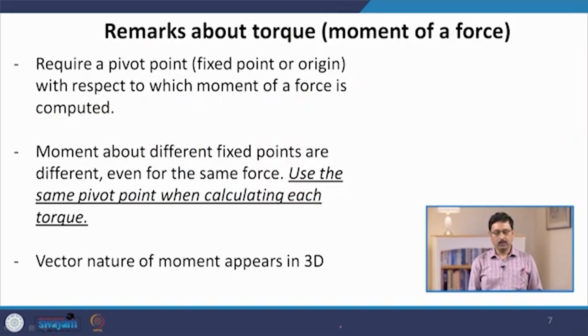Now, I am going to make several comments about torque, because I find that students sometimes find it confusing to understand the condition for torque balance. From experience, perhaps it is easy to understand the condition of force balance, but may be difficult to understand the condition of torque balance. So, the first point is that in order to compute torque or moment of a force, the first thing you require is a pivot point, a fixed point, which you may call the origin of your coordinate system or reference frame, about which you are going to compute the moment.